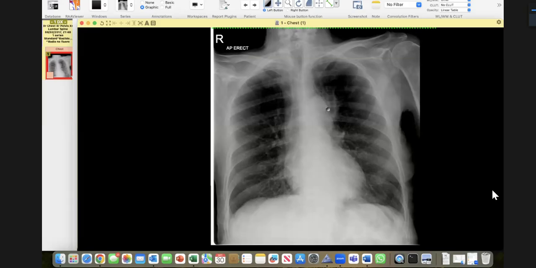Okay, so next to the aortic knuckle, there is an ill-defined consolidation with spiculated margins. Can I stop you there? Now you are moving your mouse, so that should not be done. You can point out, but as you are talking, you should not do that. Okay, please continue.